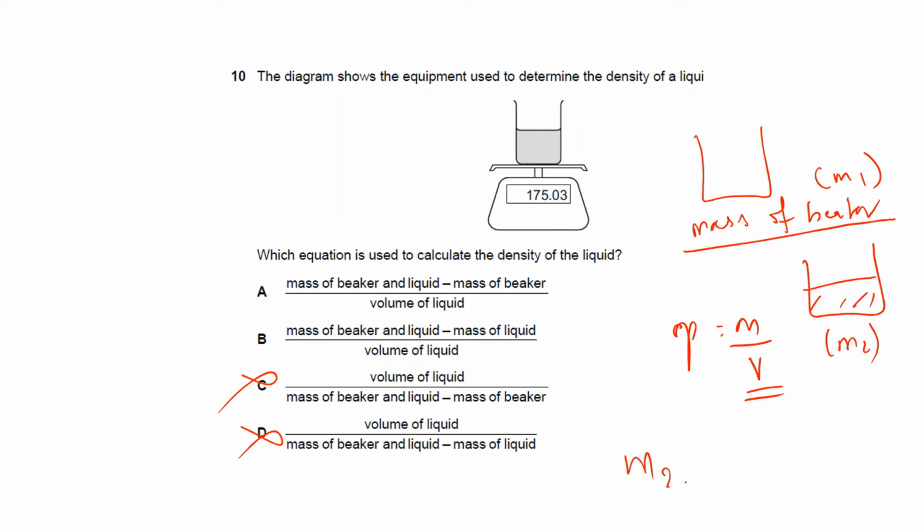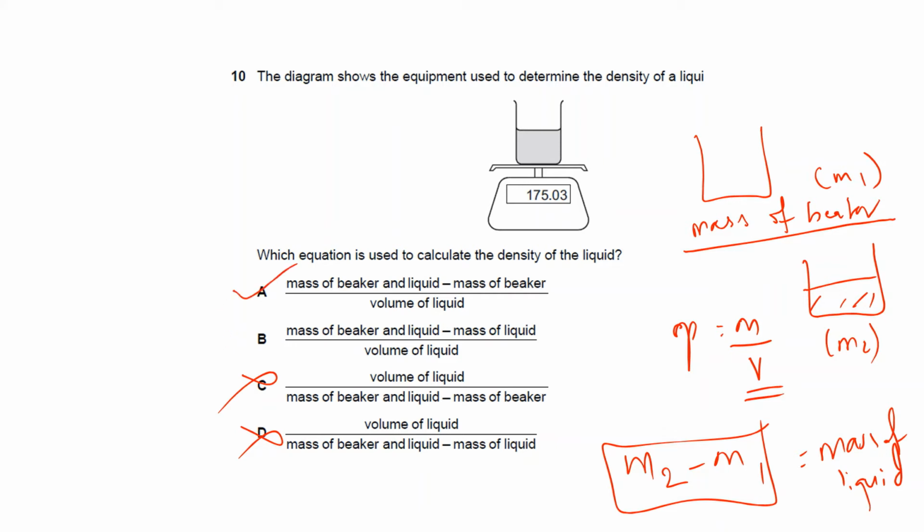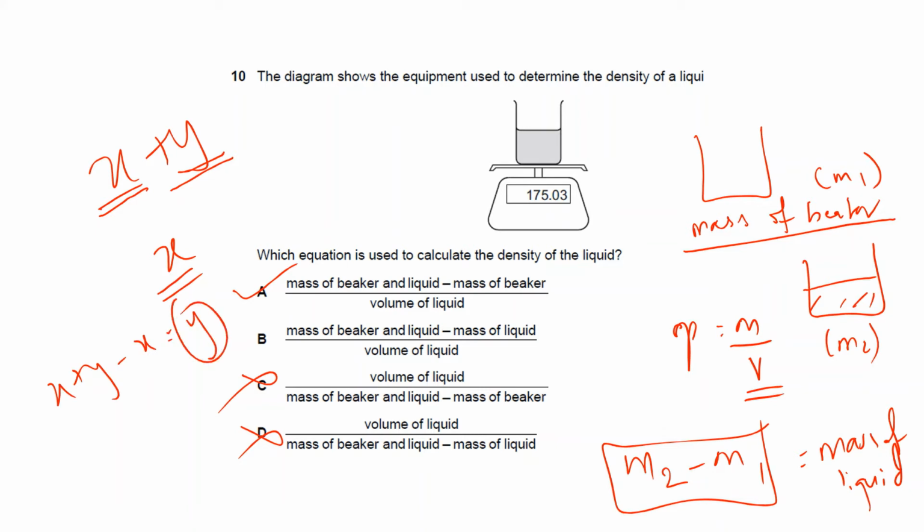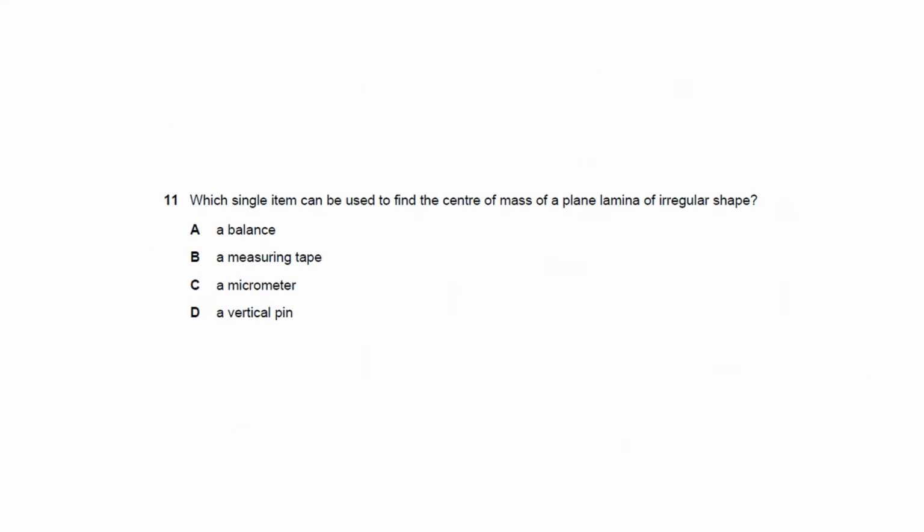So when you subtract m1 from m2, you actually are left with the mass of liquid, because we can't find the mass of liquid otherwise, right? Because it's just going to flow over the balance. So that's why it's going to be mass of beaker and liquid minus mass of beaker, and that will give you the mass of the liquid. Because if you have x plus y, this is the mass of beaker and this is the mass of the liquid, and then you also weigh x, which is the mass of the beaker, and you subtract these two together, you're left with y, right? You're left with the mass of the liquid. So I hope that makes sense. The answer is A.